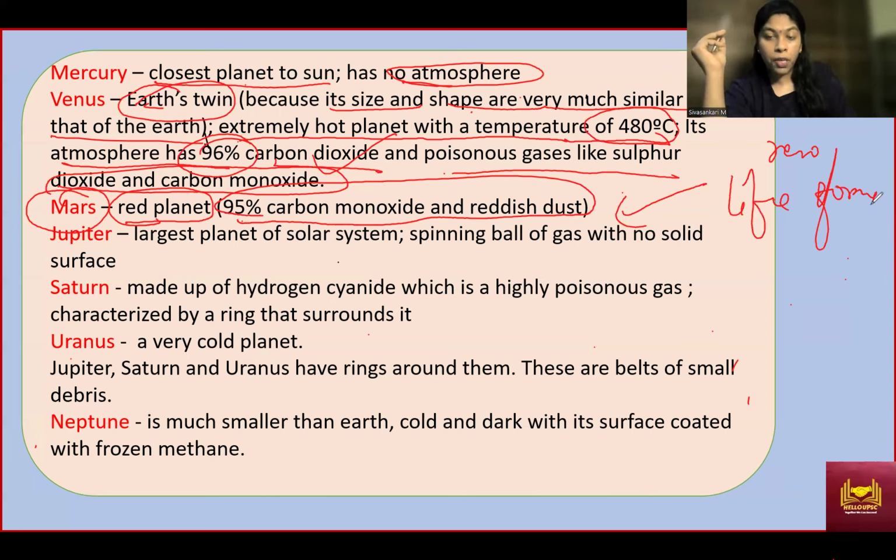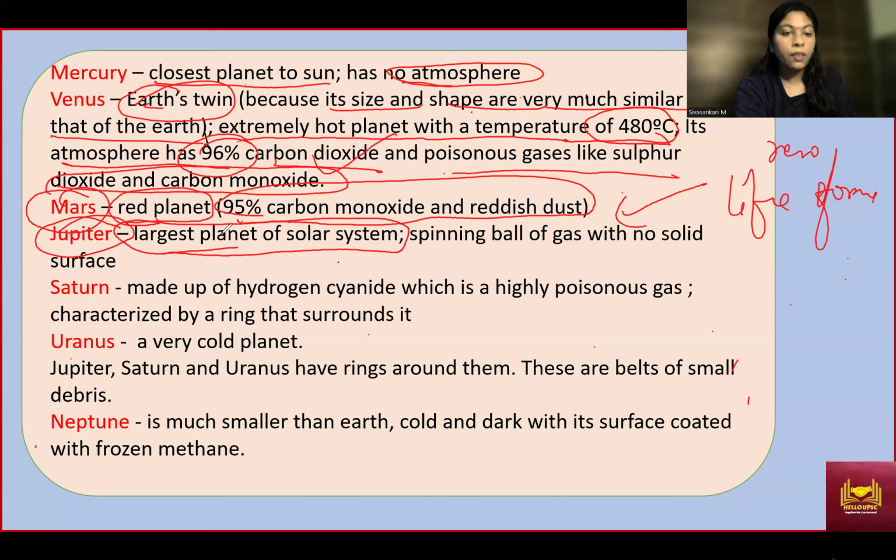And that was also asked as a question in UPSC, 15 years before. Jupiter, come to Jupiter. Largest planet of our solar system. That is Jupiter, very big. A spinning ball of gas, we can say, with no solid surface.